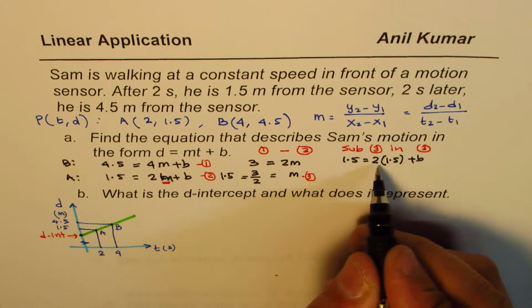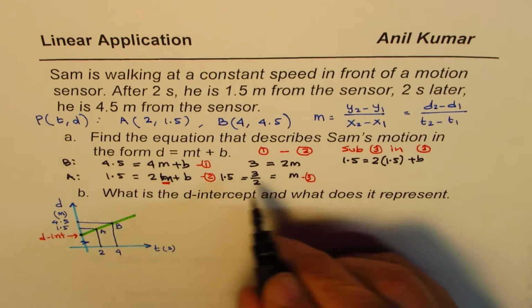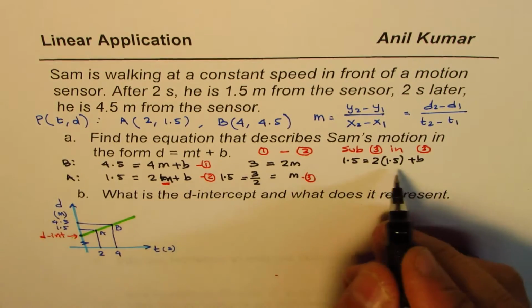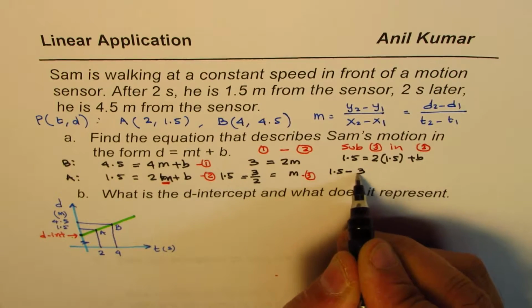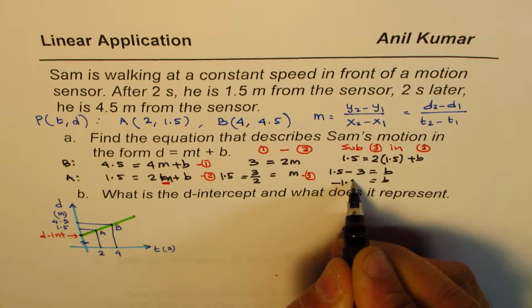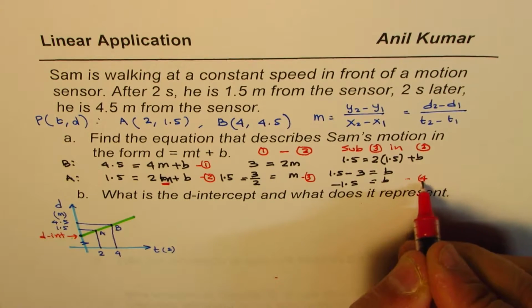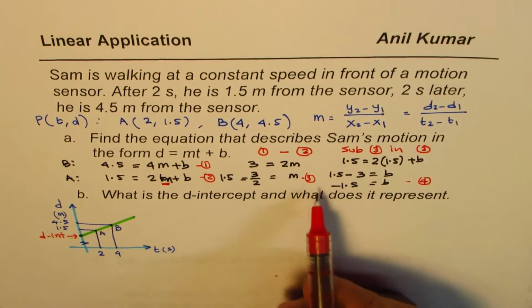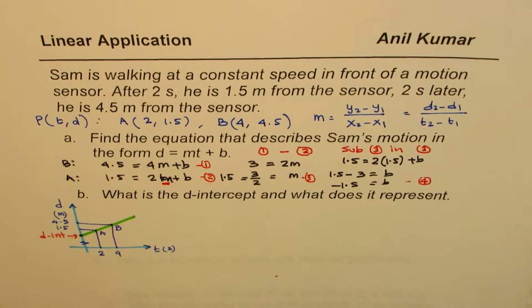Taking 3 to the left side, we get the value of b as 1.5 take away 3, and so b is equal to minus 1.5. Do you see that? So b is 1.5 with a negative sign. This is our equation number 4. Since we know what m and b are, we can write down our equation.